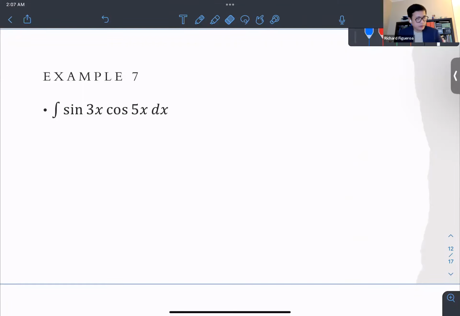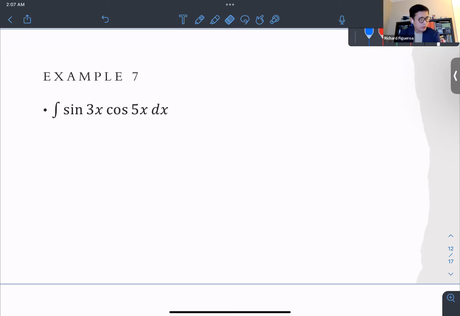Okay, hello. So we're still on integration by parts. This time around, we have two additional examples. However, those examples have a new approach.